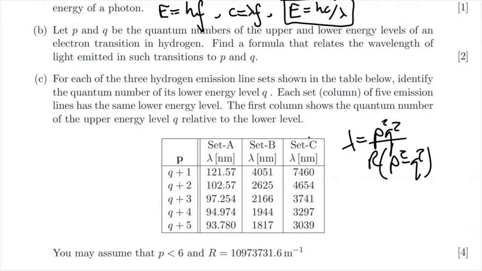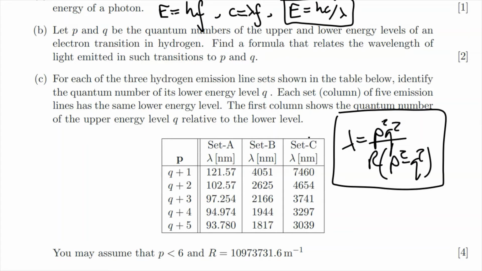Part C. I've cleared some space and I've got the result from the last part of the question just here, and we'll use that in part C. So here we go, part C. For each of the 3 hydrogen emission line sets shown in the table below, identify the quantum number of its lower energy level Q. Each set of 5 emission lines has the same lower energy level. The first column shows the quantum number of the upper energy level P relative to the lower energy level. You may assume that P is less than 6 and R is that big number.